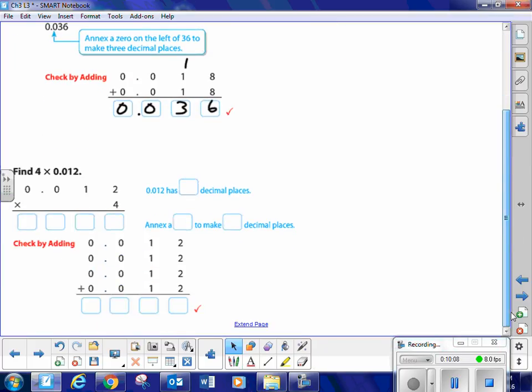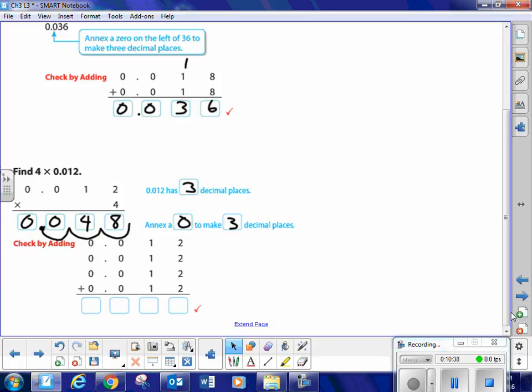All right, let's check this one. Okay, 2 times 4 is 8. Times 1 is 4. Times 0, 0. 0.012 has 3 decimal places. Look, 1, 2, 3. Okay, we have to annex a 0, and the reason why they ask for that. Technically, we had to annex a 0 there, but actually, we just did the math. Okay, so I don't really know if I agree with that either.